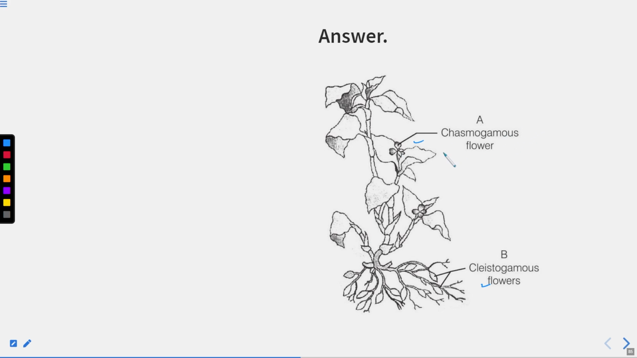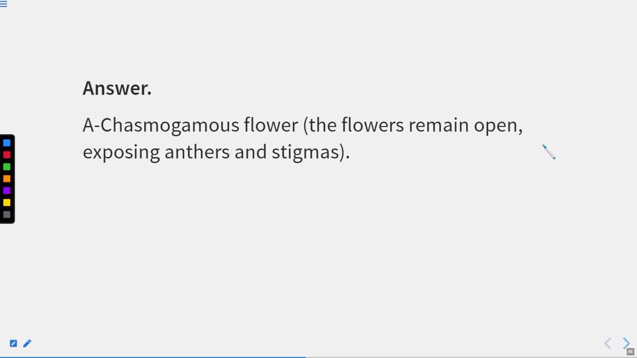So you can see here the flowers are open, and in cleistogamous, flowers are closed. In a closed flower, usually what happens? Self-pollination, because they are closed. So self-pollination happens here. In an open flower, self-pollination or cross-pollination both can take place. In chasmogamous flowers, the flower remains open, exposing anthers and the stigma. So these can be cross-pollinated as well.